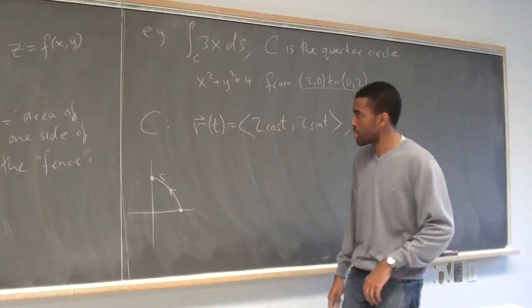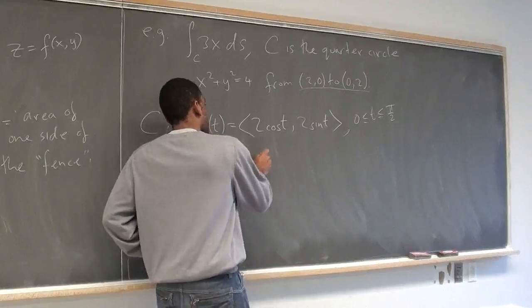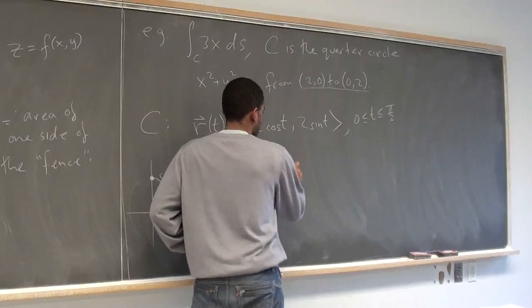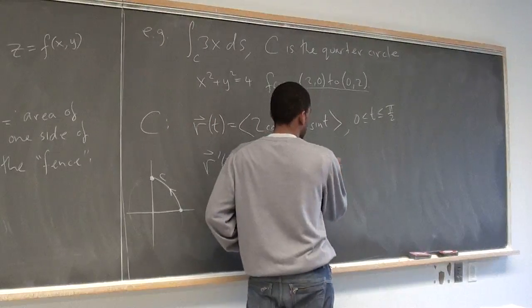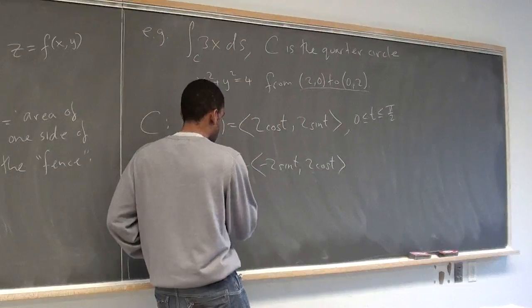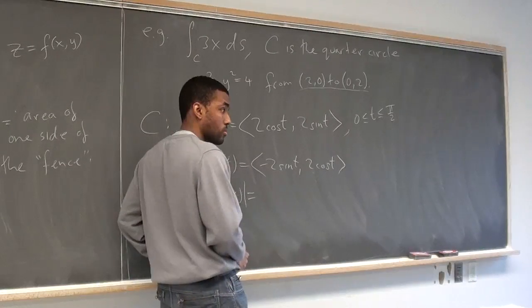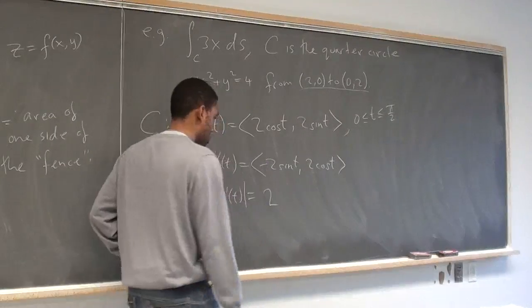Okay, so r prime is (minus 2 sine, 2 cosine). What's the magnitude of r prime? It's going to be 2. It's going to be the radius of the circle.